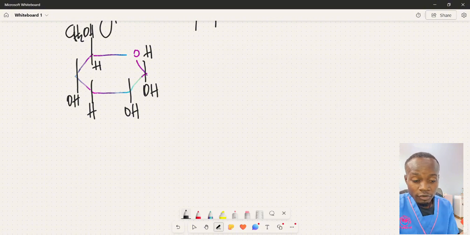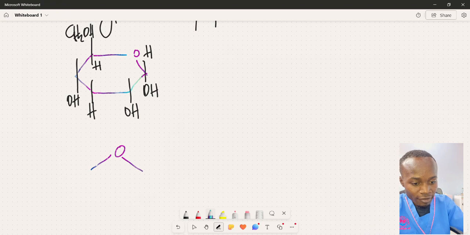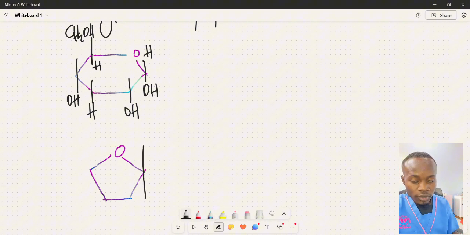Then we want to combine this alpha glucose with fructose so that we can form sucrose. To draw a fructose, it's very simple. What you're going to do is put the oxygen up here. After putting that oxygen, draw a 5-sided structure, and make this one here the anomeric carbon, and it's always carbon number 2. For glucose, the anomeric carbon remains carbon number 1.